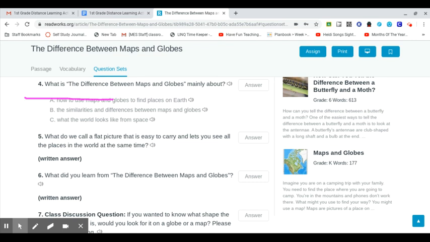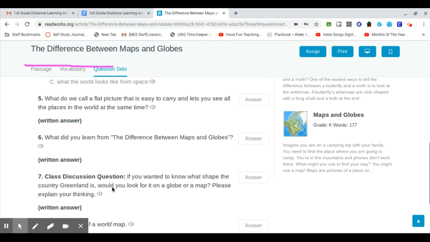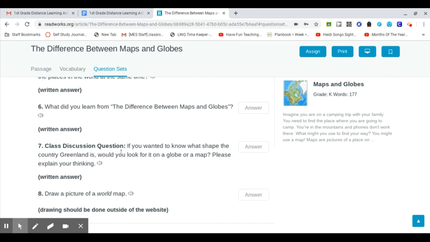Number 6, what did you learn from the difference between maps and globes? So, this is something that you learned. Maybe you didn't know that a globe was a sphere. Maybe you didn't know that a map would let you see all the places at once. Maybe you didn't know you could fold a map up and put it in your pocket. But I want you to write one thing that you learned from this. Also, at the bottom of this page, you may draw a picture of a world map. So you can look at yesterday's with the 7 continents. You can look at the picture from today. Both of those are world maps.